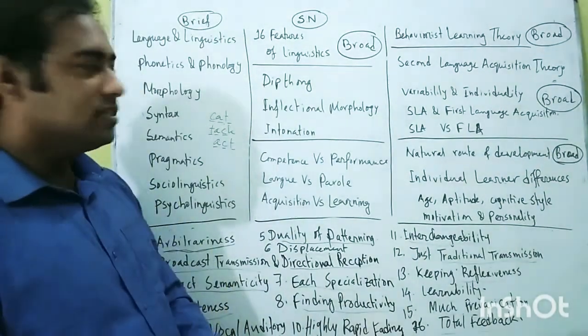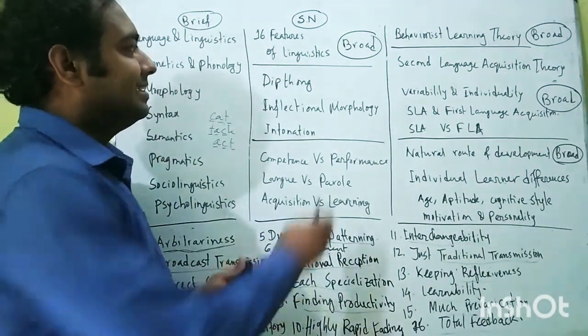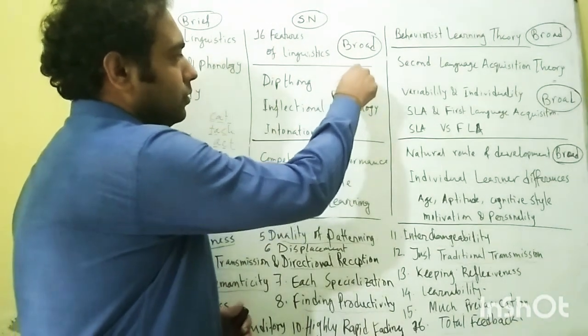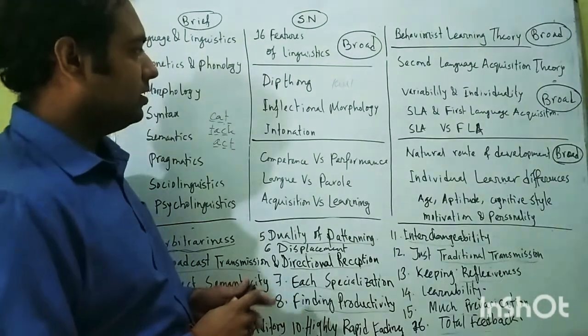Diphthong means double vowel sound. Suppose, go, oh. So I discussed about it.